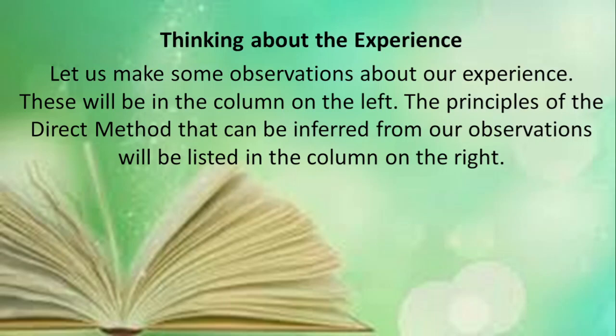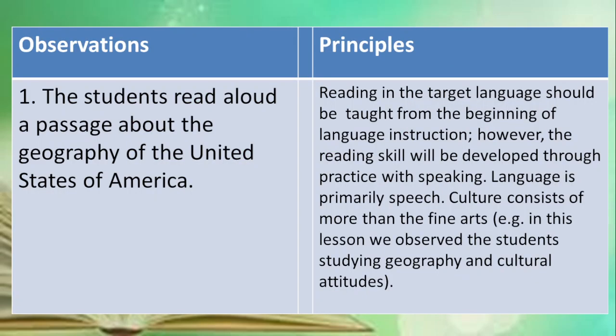Thinking about the experience. Let us make some observations about our experience. These will be in the column on the left. The principles of the direct method that can be inferred from our observations will be listed in the column on the right. 1. The students read aloud a passage about the geography of the United States of America. Reading in the target language should be taught from the beginning of language instruction. However, the reading skill will be developed through practice with speaking. Language is primarily speech. Culture consists of more than the fine arts. For example, in this lesson we observed the students studying geography and cultural attitudes.